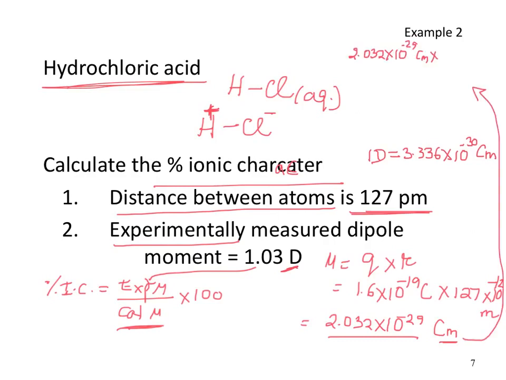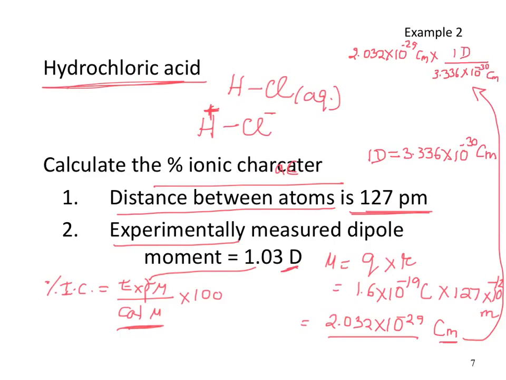So I'm just moving it up over here. 2.032 times 10 to the negative 29 coulomb meters. I'm just writing the whole 9 yards so you can see for yourself how you can use the dimensional analysis method, in case you forgot about it from General Chemistry 1 again.